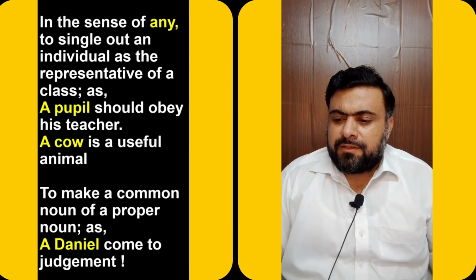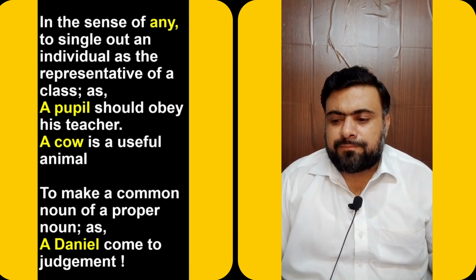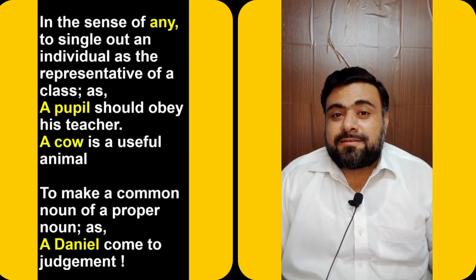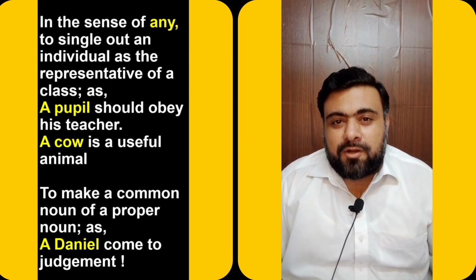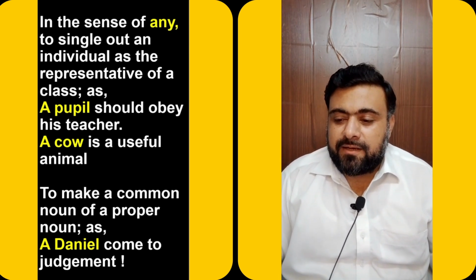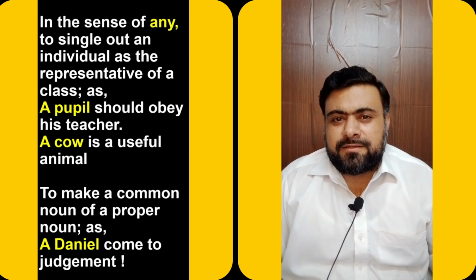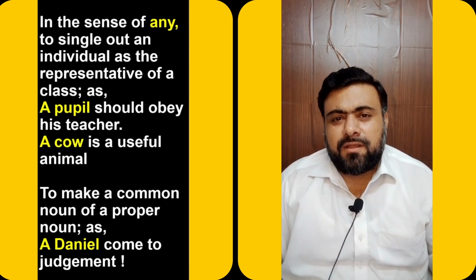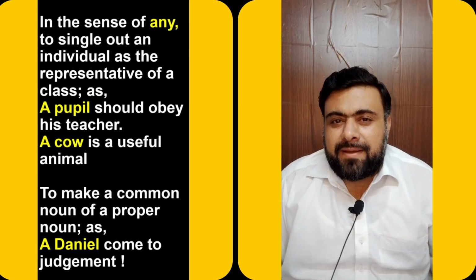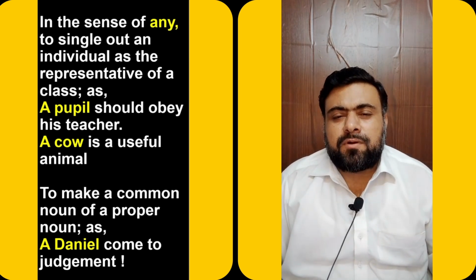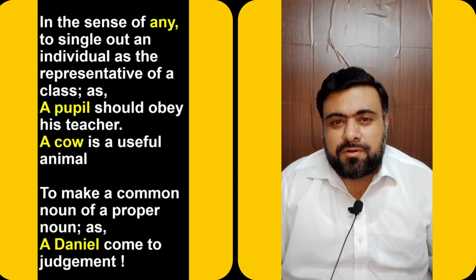Another way is to make a common noun of a proper noun. A, sometimes used with a proper noun, makes that proper noun into a common noun. Turns that proper noun into a common noun. For example, a Daniel come to judgment. Daniel is the name of a particular person, but if in this sense I say a Daniel come to judgment, or if I say an Einstein has spoken, if I'm complimenting someone or if I'm mocking someone, I'll say an Einstein has spoken.